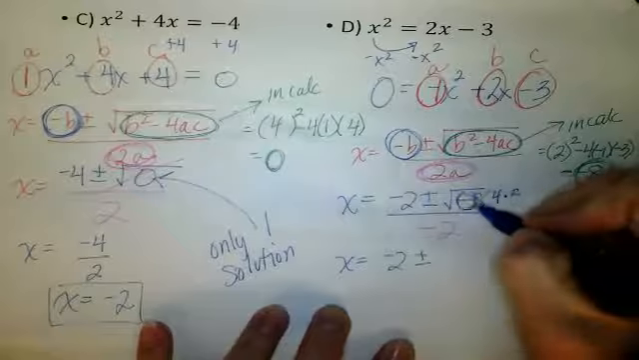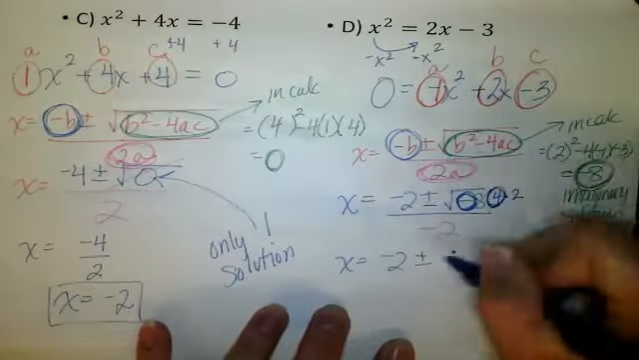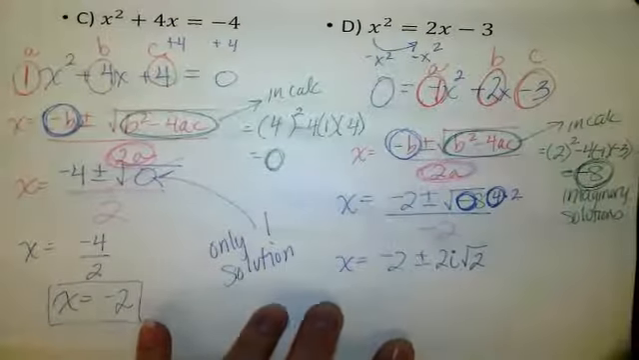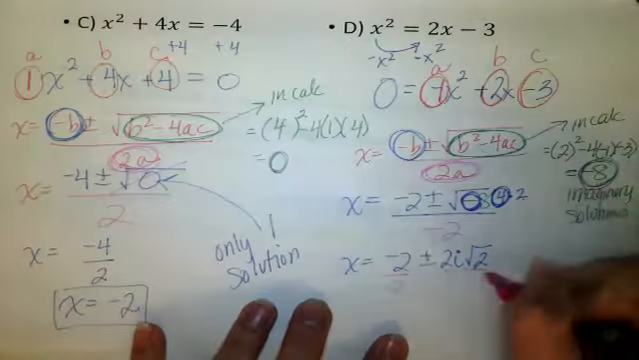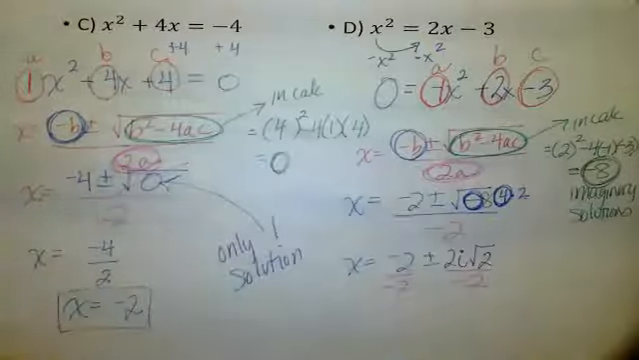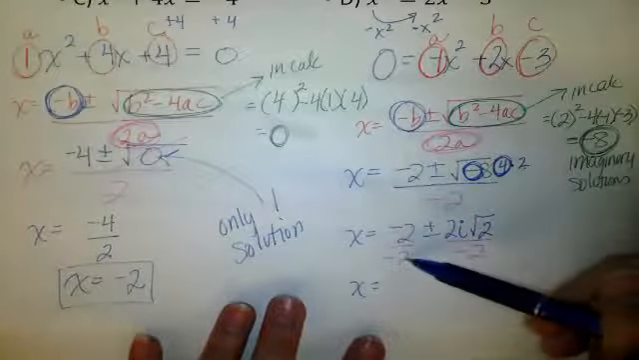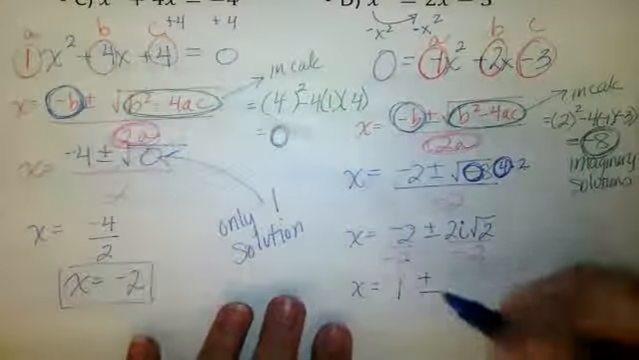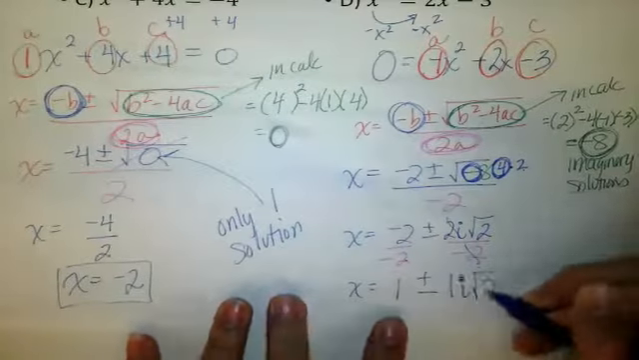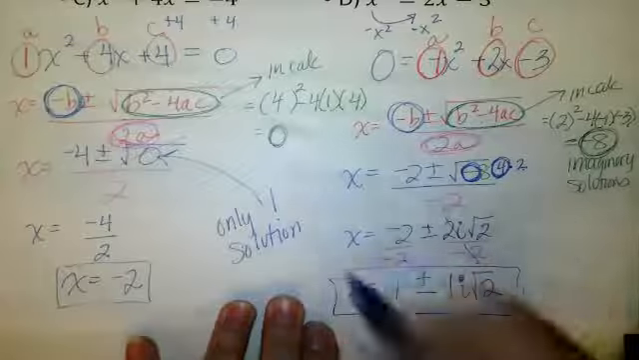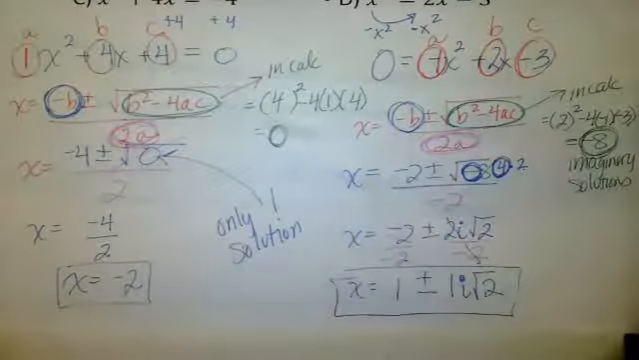What happens when I have a negative under the radical? What do we get? I. And the square root of 4 is 2. And a radical 2 stays under the radical. And then I'm going to divide each term by -2. And if you do that and reduce, you'll do it correctly every single time. What's -2 divided by -2? 1 plus or minus, and again, 2 divided by 2 reduces to 1i radical 2. Do you need that 1 in front of the i? No. If you have 1 plus or minus i radical 2, that's the same thing.